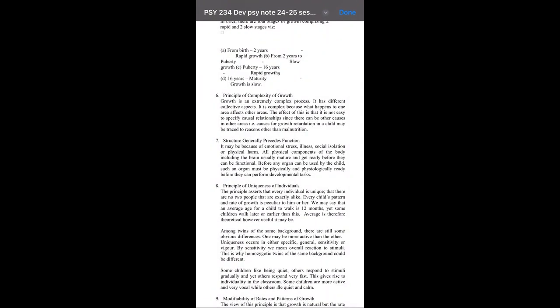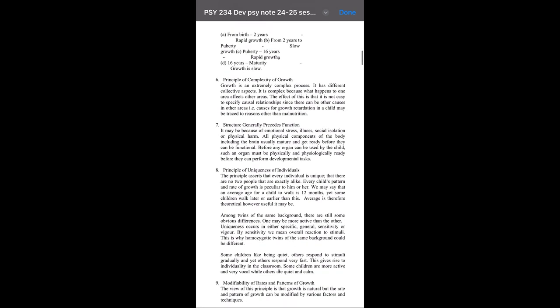Now, number 7, structure generally precedes function. This is basically saying the body, as a principle of growth, generally goes for structure before it makes the function available. So the structure is first built properly before you can use it or do certain things with it. It may be because of emotional stress, illness, social isolation, or physical harm. All physical components of the body, including the brain, usually mature and get ready before they can be functional. Before any organ can be used by the child, such an organ must be physiologically ready before they can perform developmental tasks.